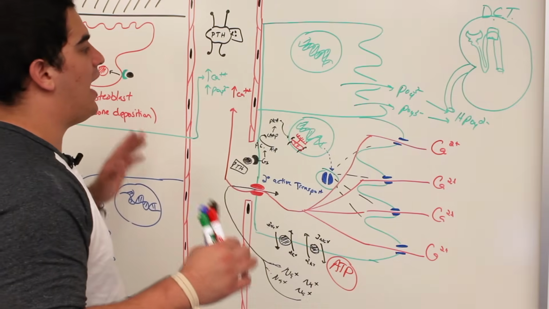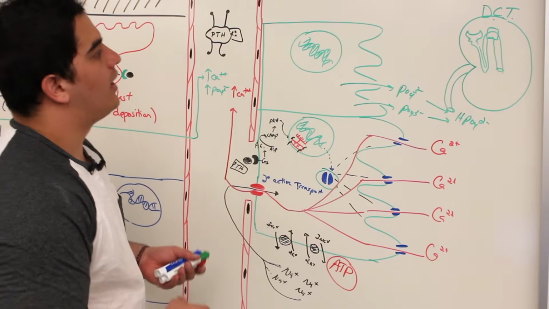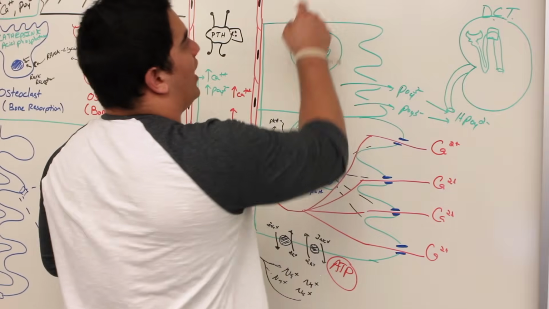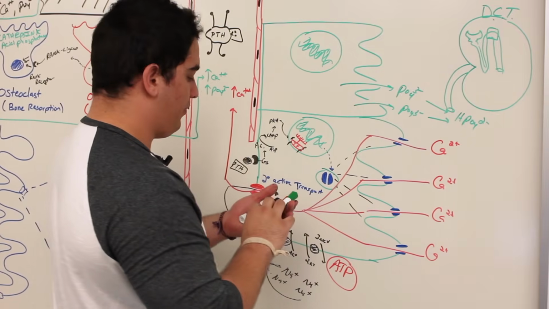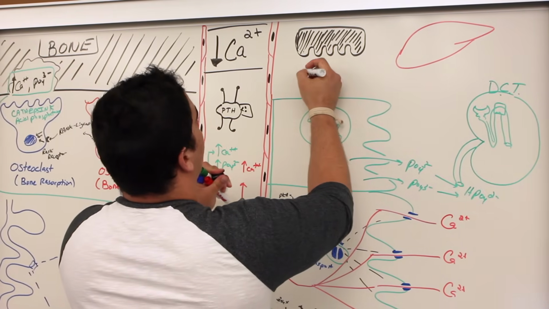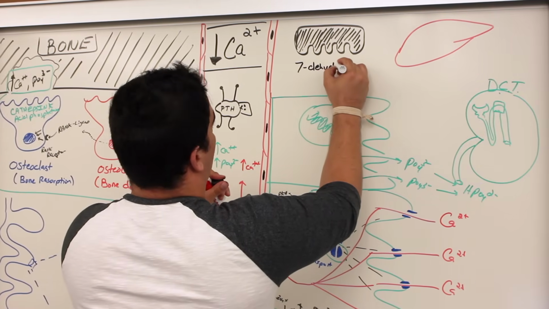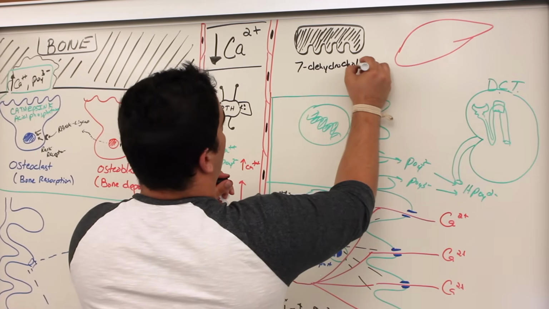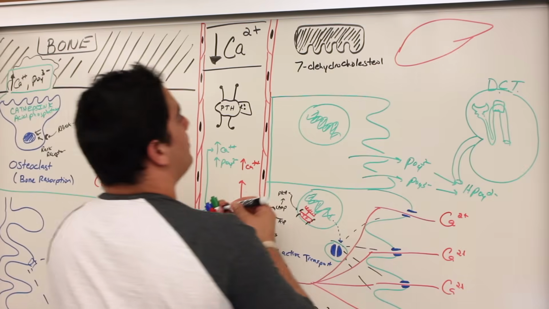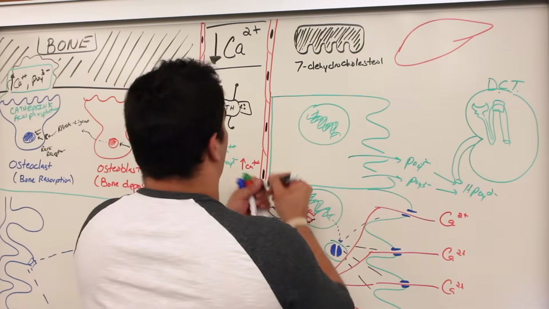Now we're going to focus on the last one, which is kind of an indirect function of PTH. Okay. In your skin, you have a very specific chemical. What's that chemical called in your skin? In your skin, you have a chemical which is called 7-dehydrocholesterol. Okay? 7-dehydrocholesterol. So it's just a form of a cholesterol molecule, right?